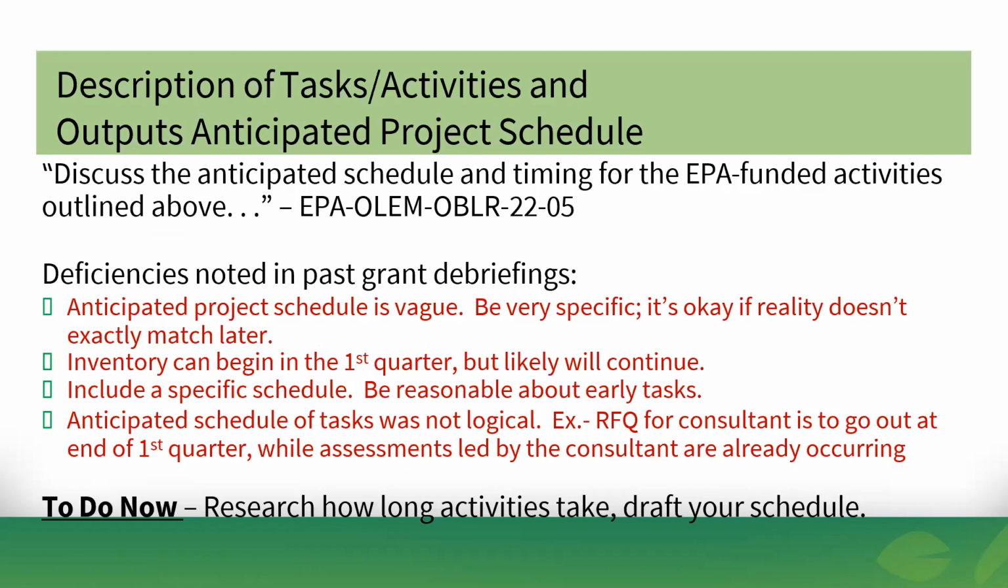So here are some deficiencies noted in past grant debriefings. Project schedule is vague. Be specific, but it's okay if reality doesn't match later. You change things and you start really looking hard at your work plan, but hopefully you have a very strong plan. Here's an example. Someone put that inventory can begin in first quarter and likely continue. That's good.